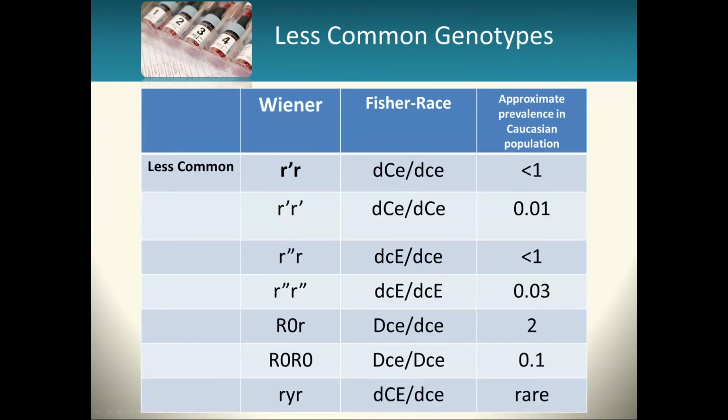This table shows that the less common genotypes that are Rh negative, which carry the big E antigen, are rare. And as you can see, once you've learned both of the nomenclatures, it's so much easier to visualize the genes and the antigens expressed once they're written side by side.